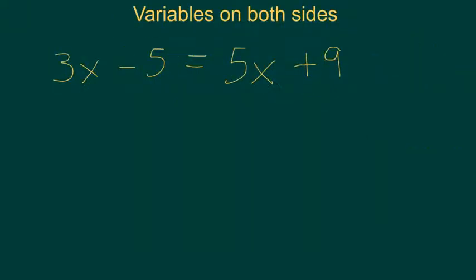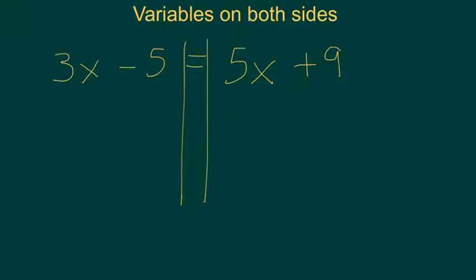Okay, here's an example of an equation that has variables on both sides. First thing I would do is I'm going to draw what I like to call the railroad tracks. It helps separate the two sides of the equation, and I know whenever I cross these railroad tracks, I'm going to have to use opposite operations to get the stuff to the other side.